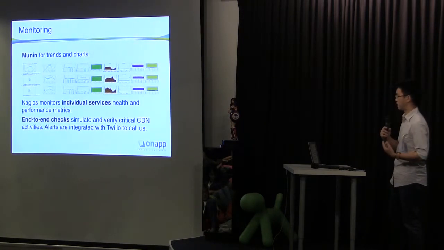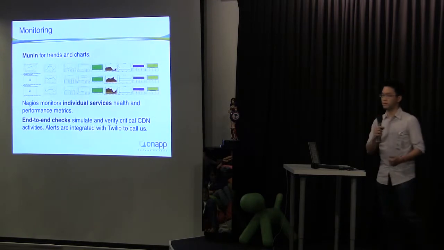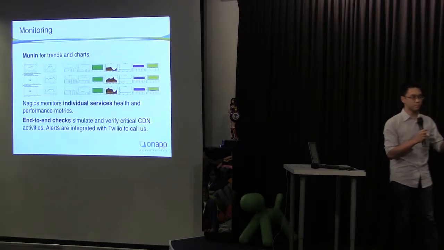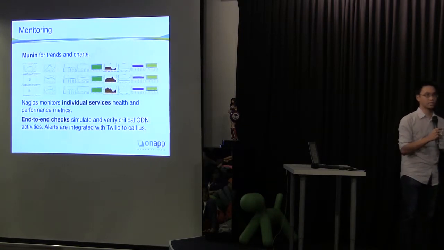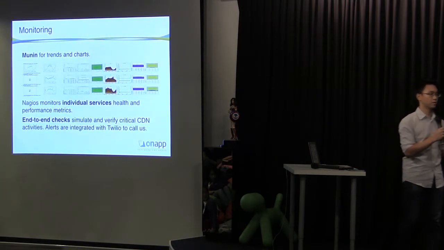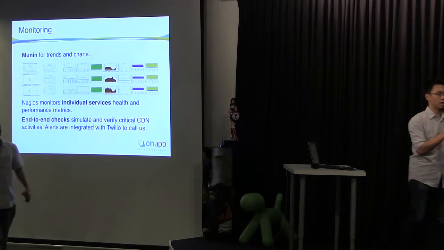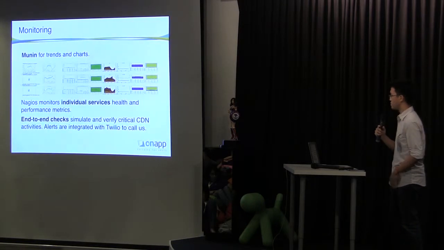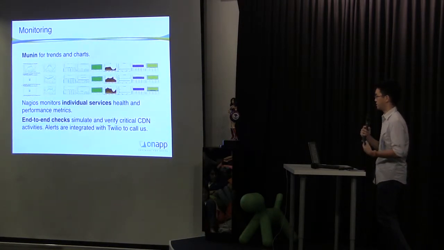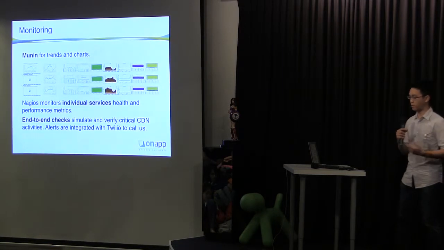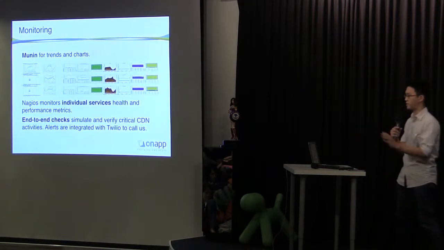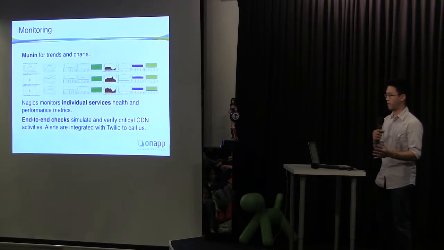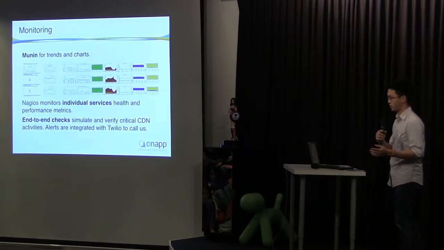We also have another kind of monitoring check called end-to-end checks. Whereas the Nagios checks check very specifically on some services, we find that we have to write many checks in order to get good coverage of every service. So instead, to capture a broader range of errors, we write end-to-end checks which simulate and verify critical CDN activities. For example, we would subscribe to all the Federation CDN POPs, create a CDN site on all those POPs, and make a request to all of them.